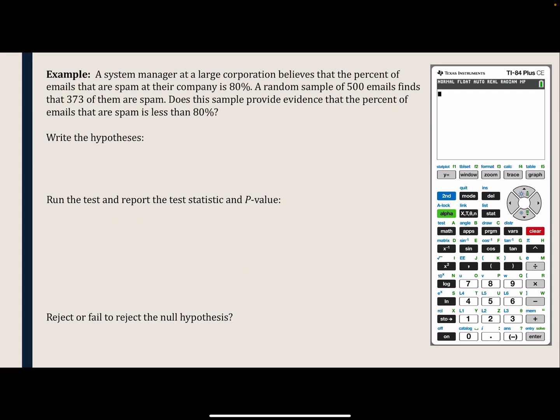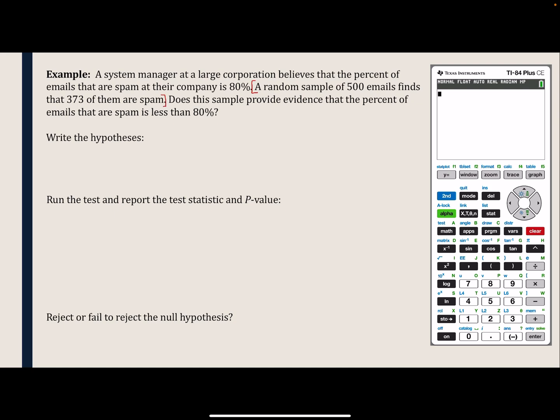So let's first, before we start really solving this problem, make sure that we know what each of these numbers is. So this 80% is the accepted population proportion, right? This is the general belief that has been established, that 80% of these emails are spam. And then we have a random sample of 500 where 373 of them are spam.